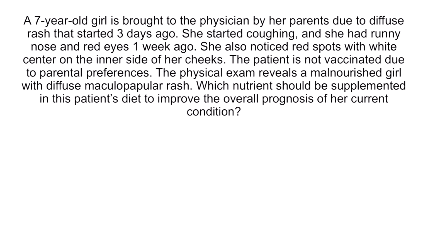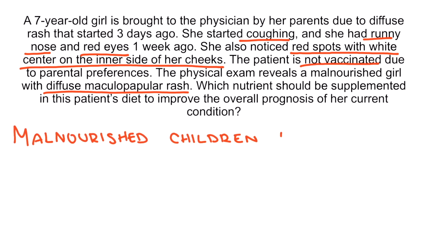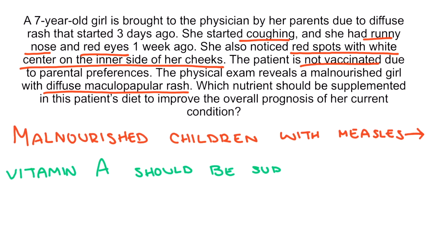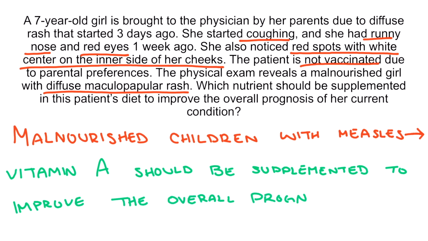This patient presents with diffuse maculopapular rash, preceded by cough, coryza, and conjunctivitis. She also noticed red spots with white center on the inner side of her cheeks. This description is consistent with Koplik spots. Considering that she is not vaccinated, she most likely has measles. Malnourished children with measles should be supplemented with vitamin A because it improves the overall prognosis of the patient.